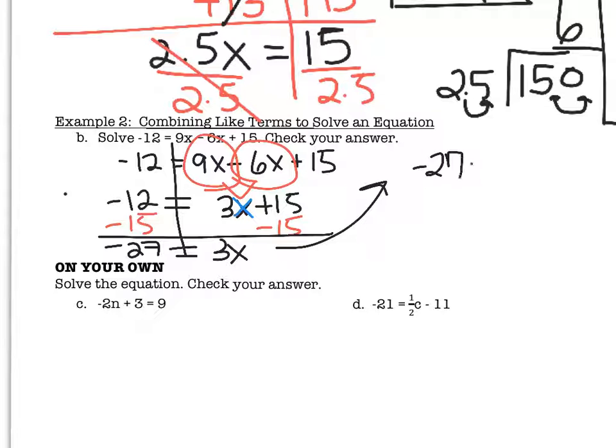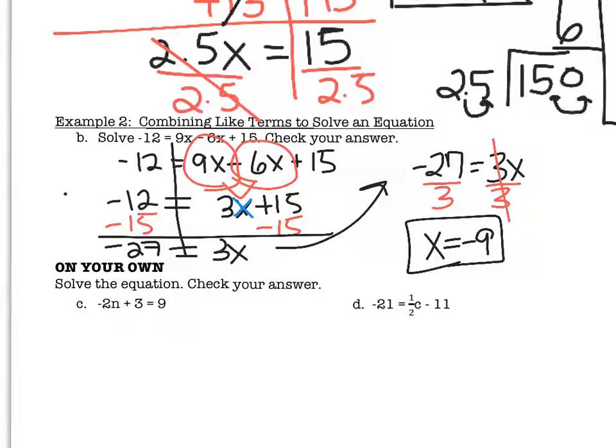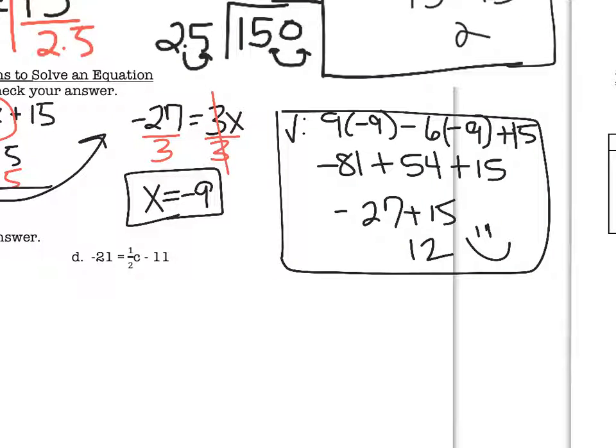So now x is being multiplied to 3, so the inverse operation would be division. So we would divide both sides by 3 to get rid of that 3. And you would get an answer of x is equal to negative 9. To check it, you would plug it back into the equation. Here's the check for this problem.